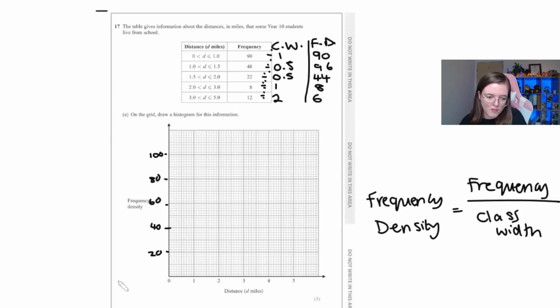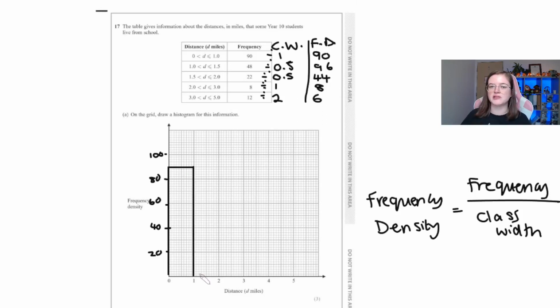So what we then need to do, remember, a histogram is kind of like a bar chart, but all the bars are squished together. So let's start drawing that. I'll draw the first bar, don't worry, I'll just make you watch all of them, and then I'll fast forward. So the first one is class width between 0 and 1 mile, and then frequency density is up to 90, which is up here. And that's how you draw all the bars.